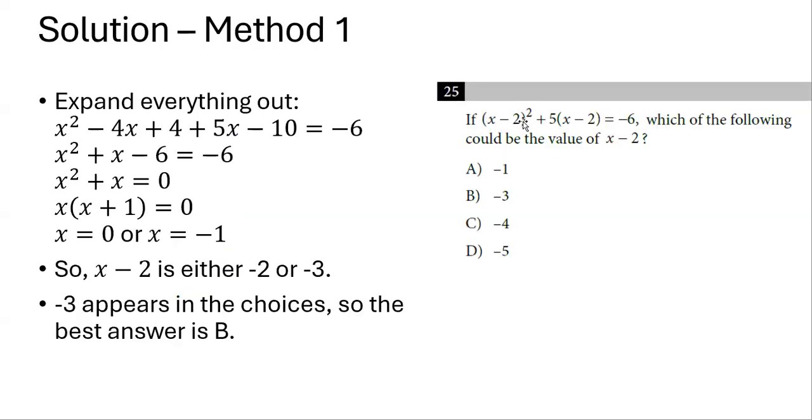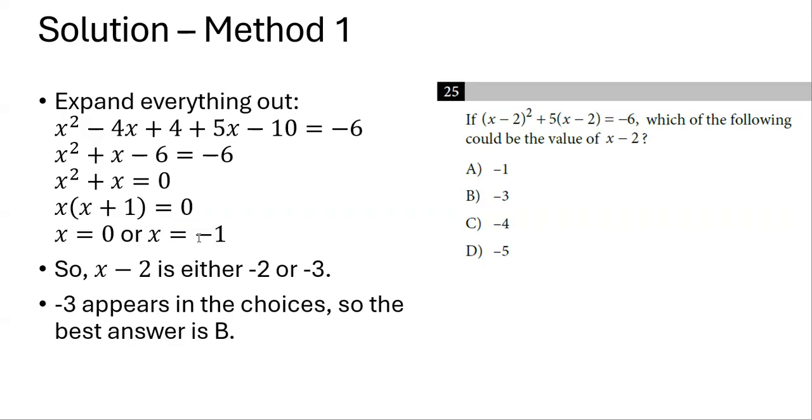So x minus 2 squared becomes x squared minus 4x plus 4. Distribute this 5, this becomes 5x minus 10. Start combining like terms, and then we can move this negative 6 over to the other side as well. There's no more x squared. Minus 4x plus 5x is plus x. Plus 4 minus 10 is minus 6. Then we can add 6 on both sides, so we get x squared plus x is equal to 0. This is good because we can factor out x, and then by the zero property, we find that x is 0 or x is negative 1.